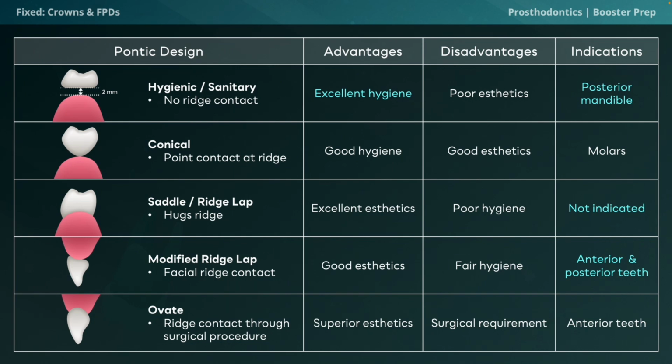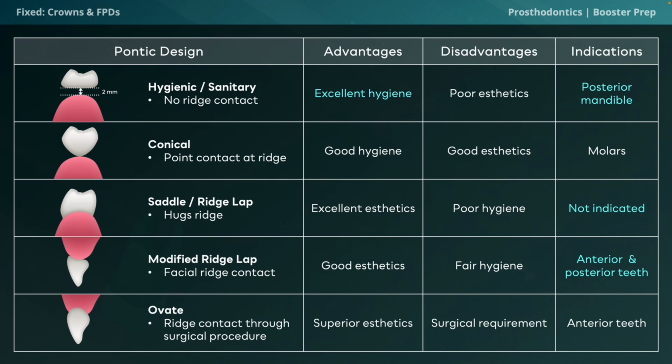First, we have the hygienic or sanitary Pontic, which doesn't contact the edentulous ridge at all. So, as you can imagine, this one isn't aesthetic, but it's very easy to clean because of the space. We generally consider sanitary Pontics in the posterior mandible where hygiene is crucial and aesthetics are not really a priority. So this is a high yield point for your exam, so definitely make sure to remember it.